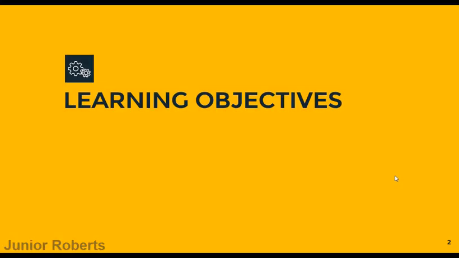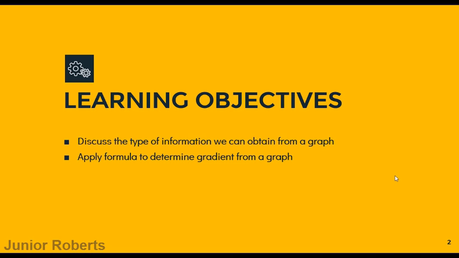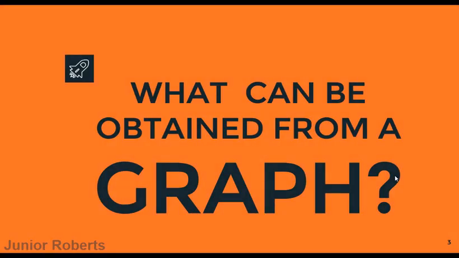So we'll start by looking at our learning objectives. The learning objectives of this video will be to discuss the type of information that we can obtain from a graph, apply a formula to determine the gradient from a graph, and also discuss trends and relationships from a plotted graph. Okay, so let's go right into it.